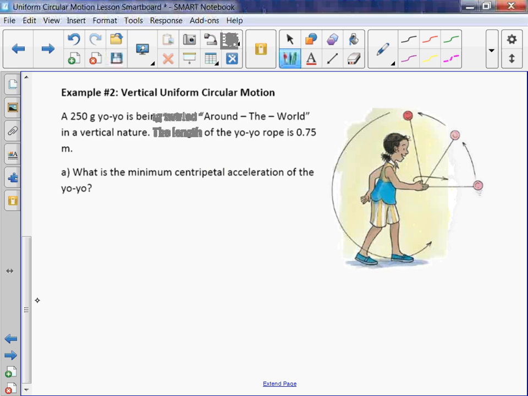Okay, guys, here we go. Every question we've done so far has been horizontal circular motion. When we go into the vertical plane, now we have to throw gravity into the mix, so it gets a little trickier. When you're spinning something around in a circle, a picture's worth 1,000 words. Give me a second here.